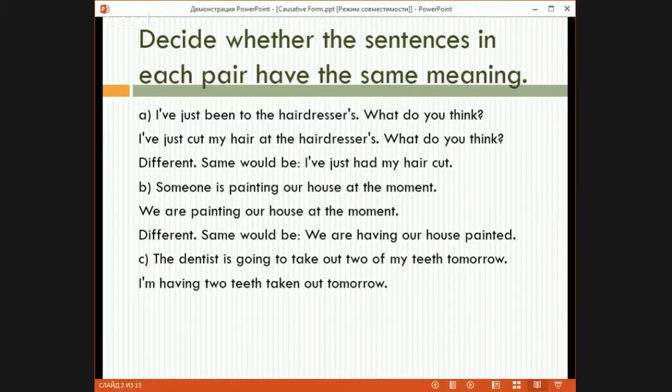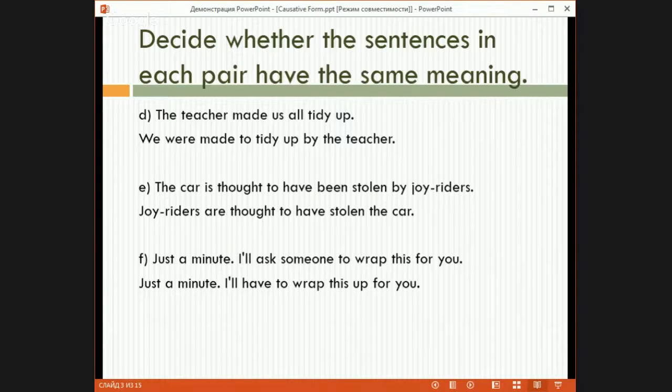The dentist is going to take out 2 of my teeth tomorrow. I'm having 2 teeth taken out tomorrow. This is the same meaning. The dentist is going to do it, and you can even say, I'm having 2 teeth taken out tomorrow by my dentist. The teacher made us all tidy up. We were made to tidy up by the teacher. It's the same one.